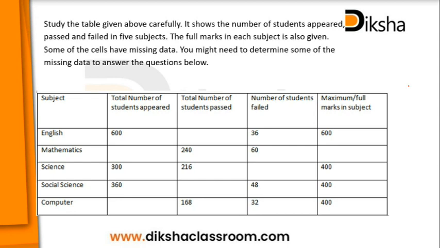So in the question they have given a table that shows the number of students who have appeared, passed and failed in the exam of 5 different subjects. They have also given the maximum or full marks in those subjects. The interesting thing is that some of the cells are missing. So first of all, you have to find those cells to get the answer. We will be filling those cells as per the requirement.